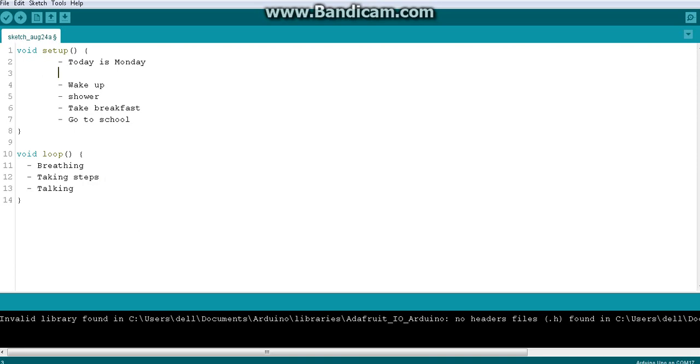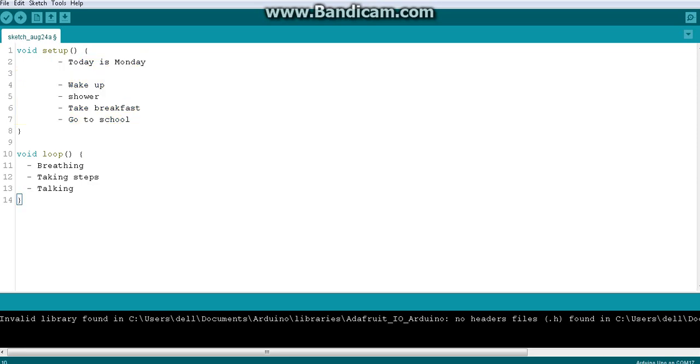So I was taking you through a real world example to explain the functionality of the void loop and void setup blocks. In programming, we have to repeatedly do some things, and we have to do some things only one time, especially in the Arduino programming language, right? Like that, I said, okay, today is Monday, wake up, and so on, things you have to do one time, and breathing, taking steps, talking, you have to do repeatedly.